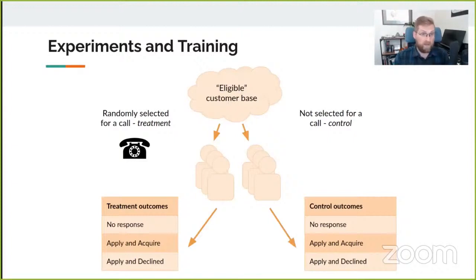We do this in a simple way, just by having a customer base that we divide in two randomly, ensuring that those features are represented similarly in the two groups. Then we treat one and we leave the other alone, and we're able to compare a treatment and a control. Each of those has three possible outcomes that we then measure: no response, like didn't buy the loan, applied and acquired the loan, or applied and was declined.